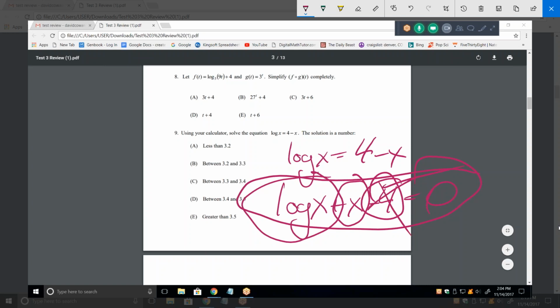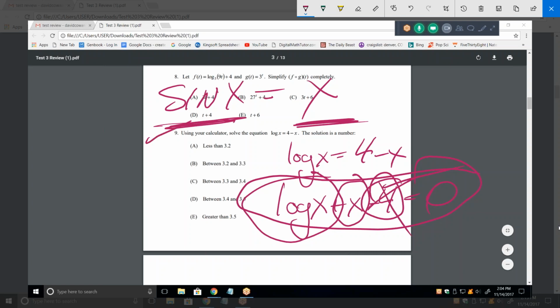Whenever you combine different kinds of functions, like say I had sine of x equals x. That's a trig function. That's a polynomial function. I'm not solving that any way that I know of. The only way I'm solving that is to put it into a graphing calculator and see where they cross. And that is the nature of number 9.